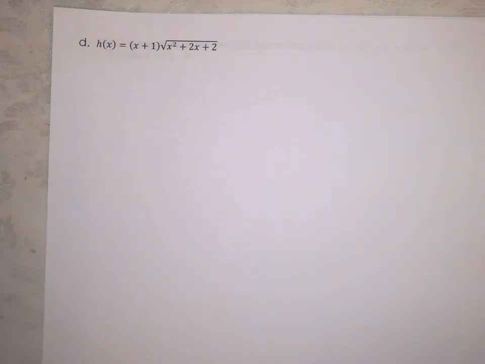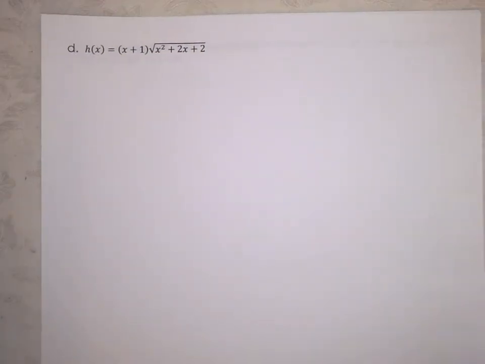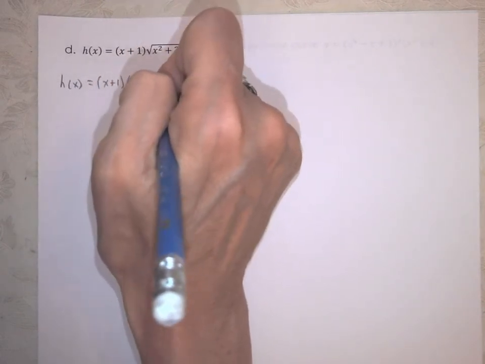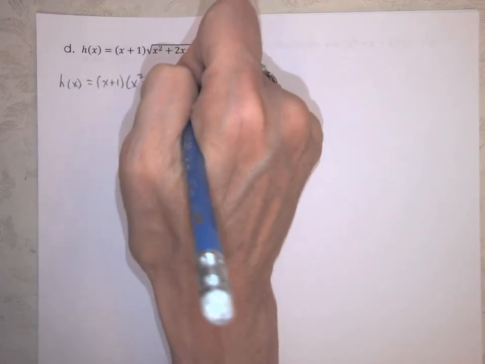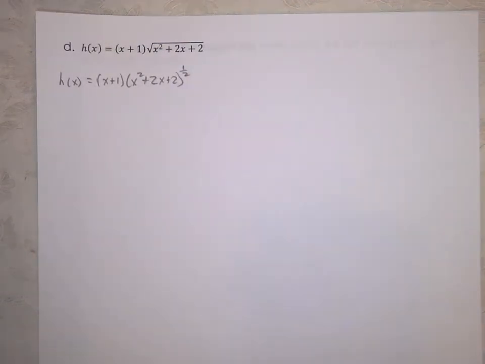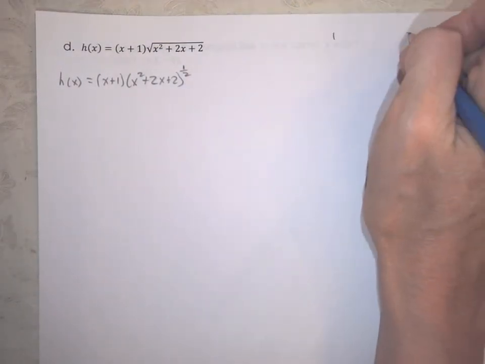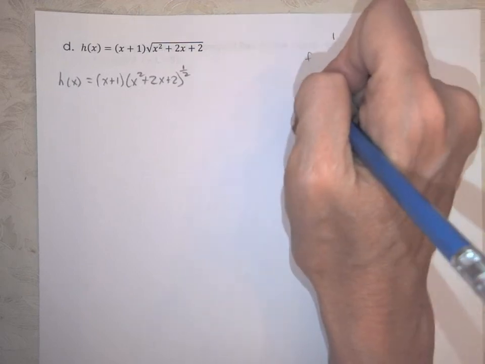D, h at x equals x plus 1 times the square root of x squared plus 2x plus 2. So again, I've got my two functions. First, I'm going to rewrite them. I'm going to rewrite the second function as x squared plus 2x plus 2 to the 1/2, and then make my chart: first, second, function, derivative.